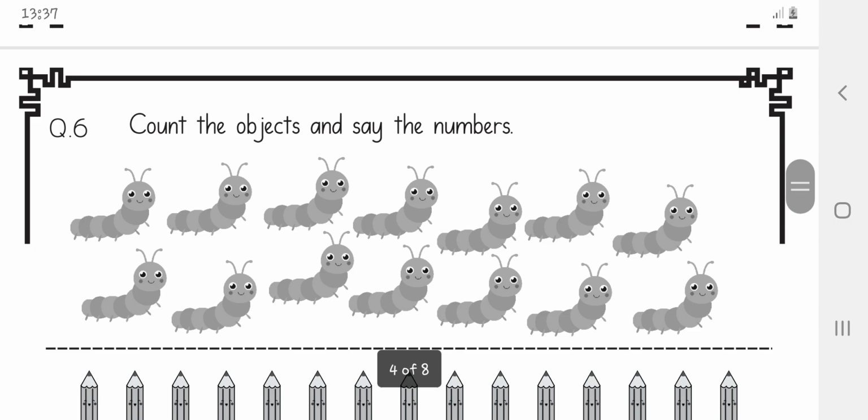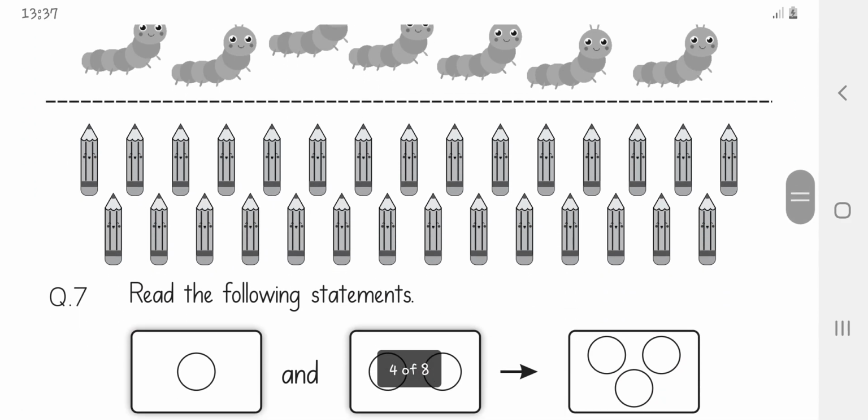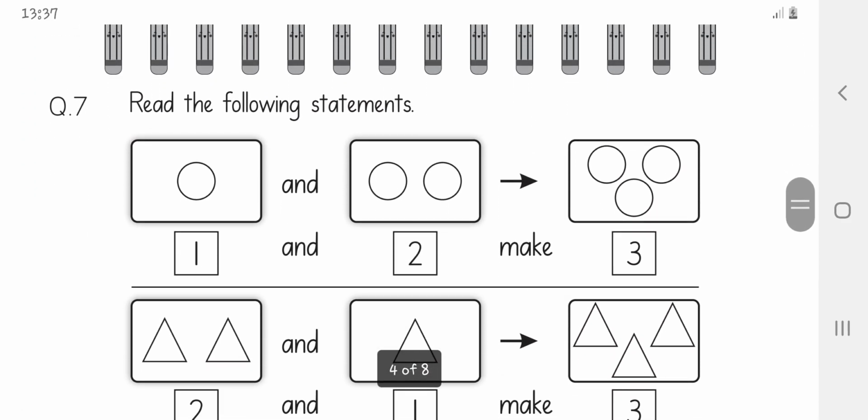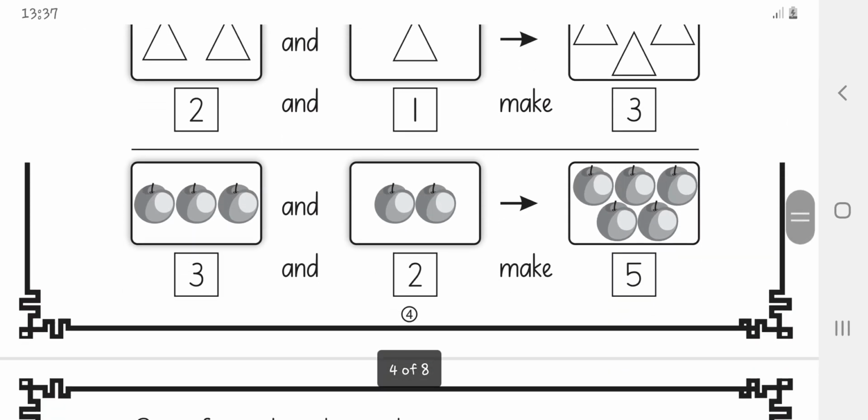Number 6 is count the objects and say the numbers. No writing, just counting 1, 2, 3, 4, 5, 6, 7, 8, 9, 10, 11, 12, 13, 14. So the students will just count and say the number. You have to just put a tick. Then, read the following number statements. Now in this part, the sums are already done. They are not supposed to do the sums orally. They are just supposed to read the number statements, like 1 and 2 make 3. Just reading of the number statements.